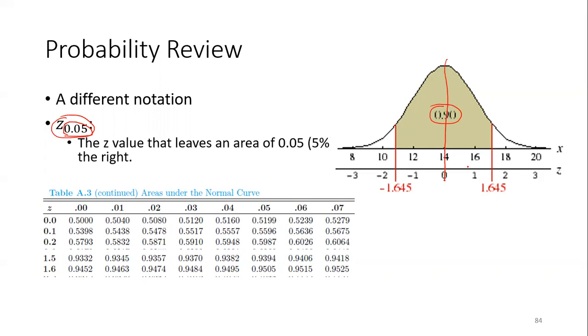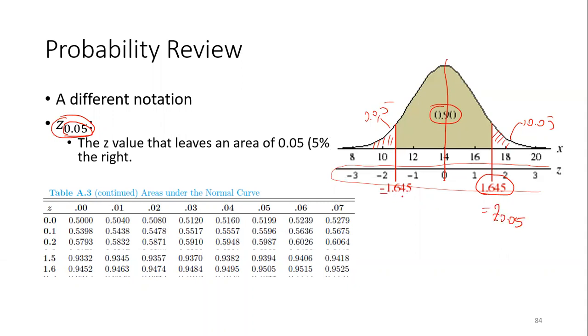This part is for Z. This is for Z, and this area is 0.05. And this area is 0.05. So this 1.645 is the Z value which leaves an area of 0.05 to the right. Okay, so this is Z sub 0.05.